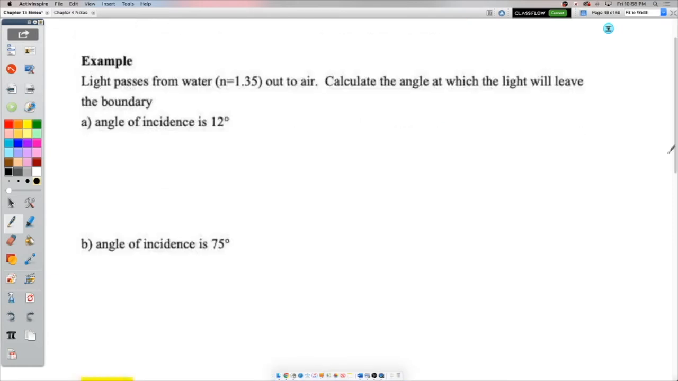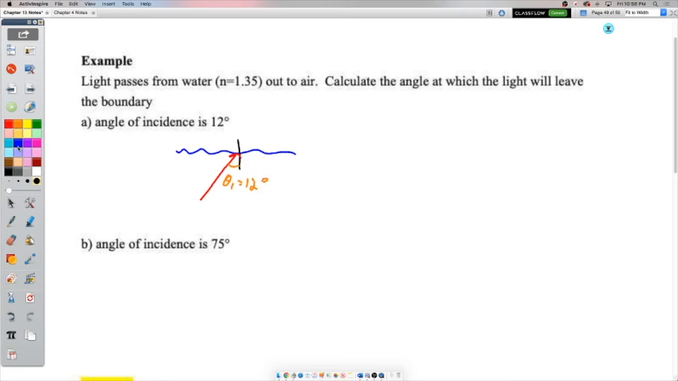Okay, another example. Light passes from water out to air. Calculate the angle at which the light will leave the boundary if the angle of incidence is 12 degrees. So let's draw a quick diagram. Okay, draw in our normal line. And we have light leaving at an angle of incidence of 12 degrees. So theta 1 equals 12 degrees.